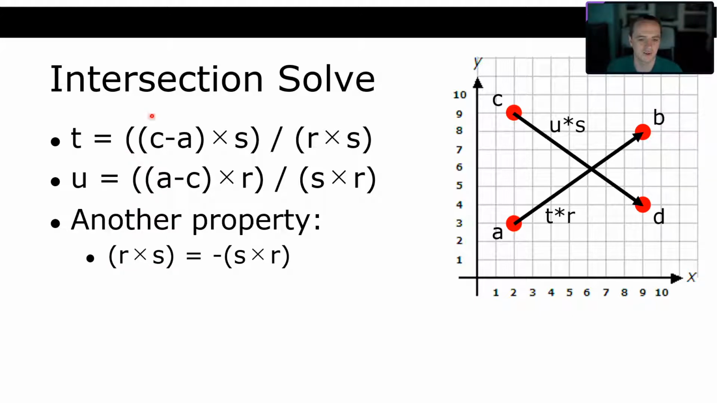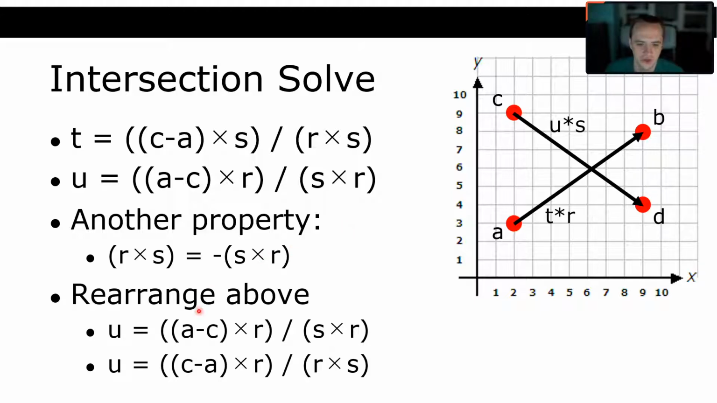But here's another cool property of cross product. We have r cross s is equal to negative s cross r. And so what we can do is take this, where we had u equals a minus c cross r divided by s cross r, and because we're going to do two flips, we have a negative on top and a negative on bottom, and we can cancel both of those. So we flip this one and put a negative outside it, and we flip this one and put a negative outside it, and so the negatives cancel. And so u is now equal to c minus a cross r divided by r cross s.